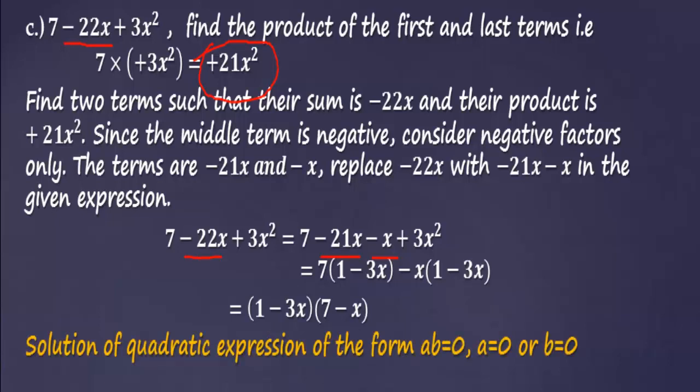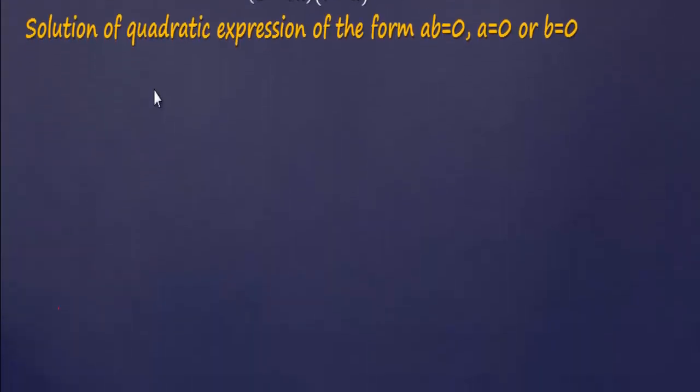Solution of quadratic expression of the form AB equals 0, so A equals 0 or B equals 0. It means that when you have two letters multiplying together and their result is 0, it is either the first letter equals 0 or the second letter is 0. That's why you get a 0 answer. One must be at least 0 for you to get a 0 answer in any product, in any multiplication. Are you getting it now?